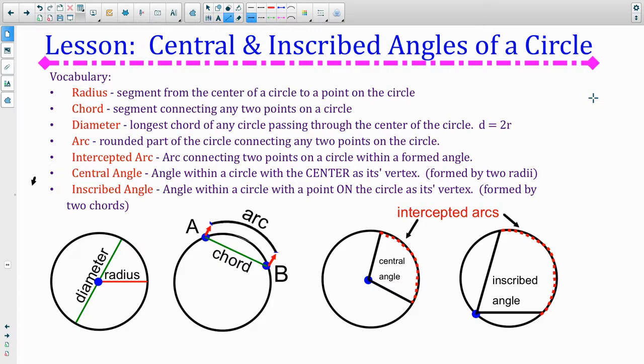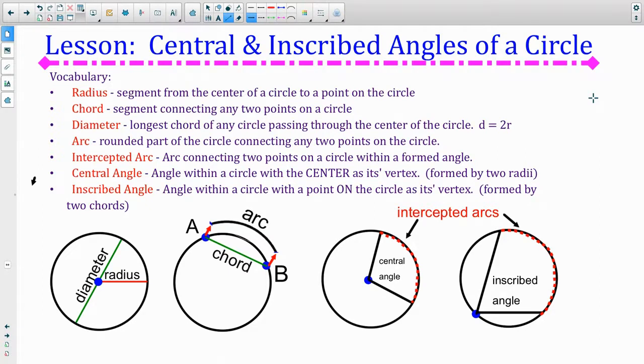You can see that it's a segment that goes from the blue dot, which is the center of the circle, to anywhere on the circle. Chord: a segment connecting any 2 points on a circle. If you look at the second picture, you could see point A and point B. Those are 2 points on the circle, and the green straight segment connecting them is a chord.